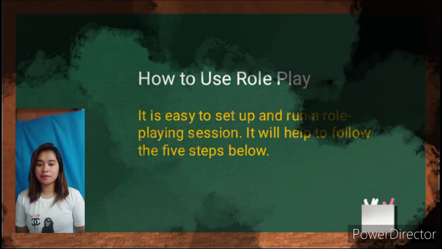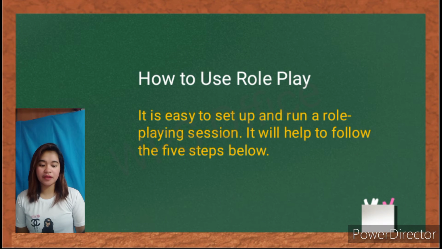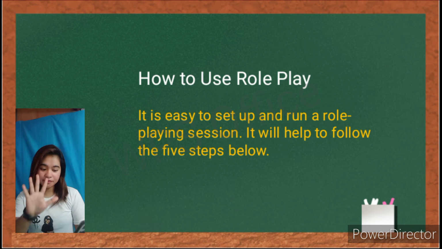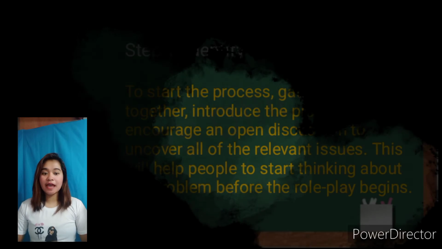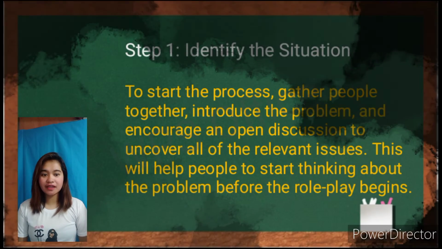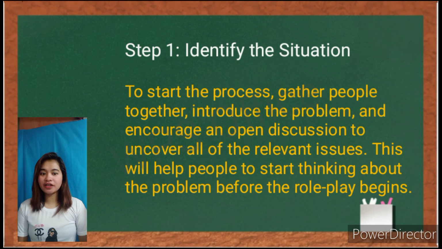How to use role play. It is easy to set up and run a role play session. It will help to follow the 5 steps below. Step 1. Identify the situation. To start the process, gather people together, introduce the problem, and encourage an open discussion to uncover all of the relevant issues. This will help people to start thinking about the problem before the role play begins.